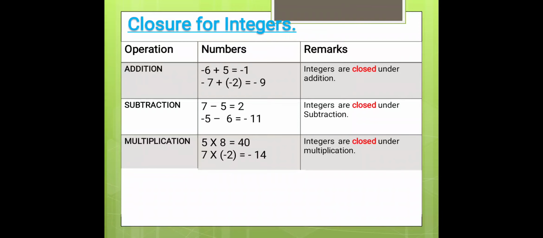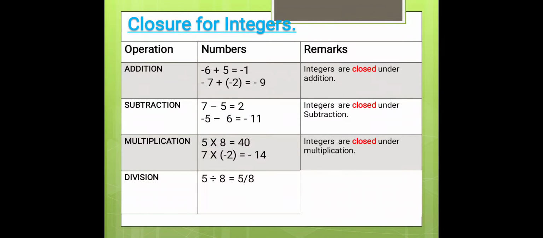Let's check for division now and divide two integers. 5 divided by 8, which equals 5 upon 8. So when we divide any two integers, the answer may not always be an integer. So integers are not closed under division.